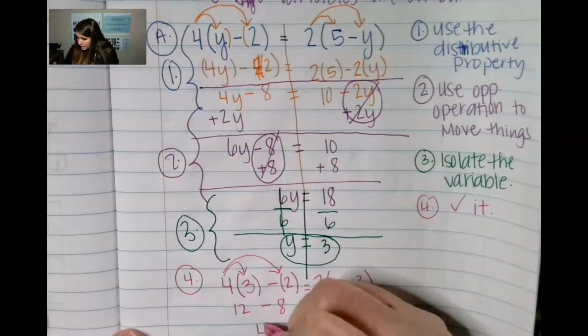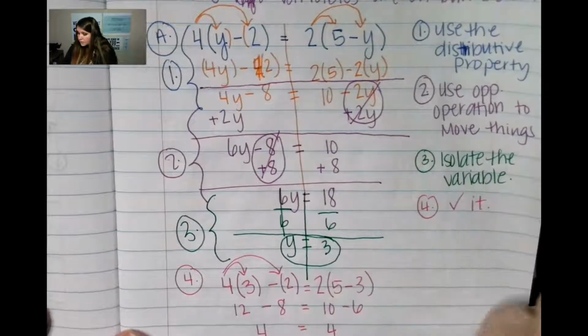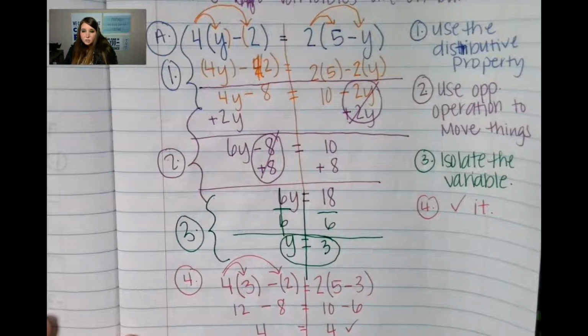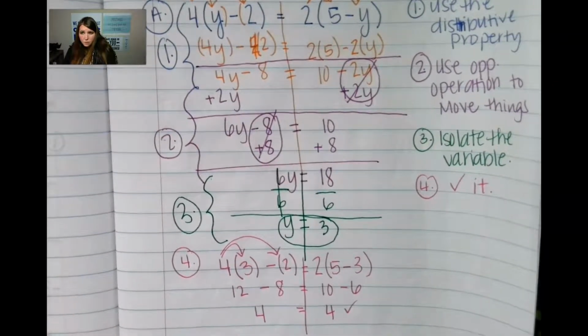12 minus 8 is 4, and 10 minus 6 is 4. So 4 is equal to 4. It checks out. We just happen to have a lot of writing here that we had to look at when we were solving.